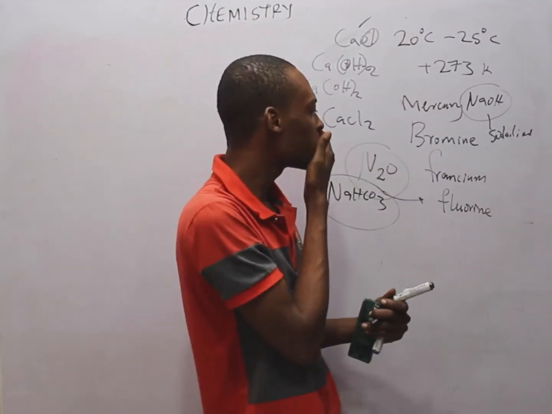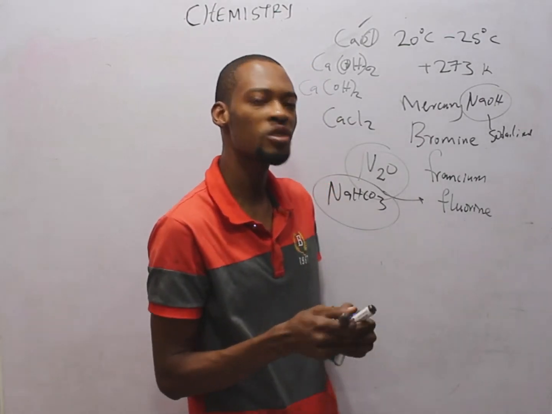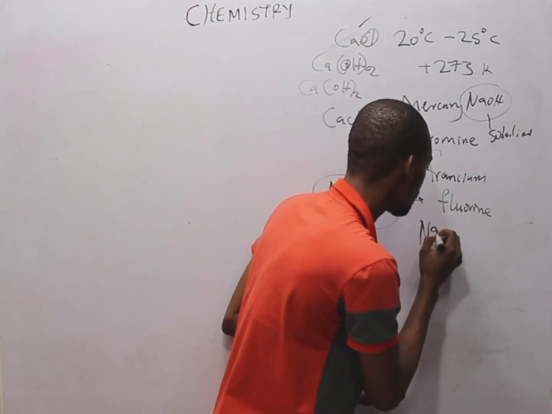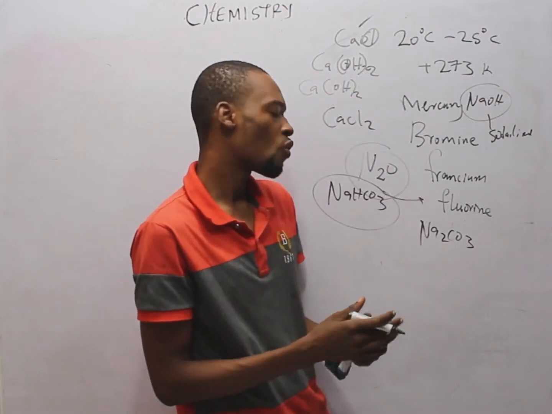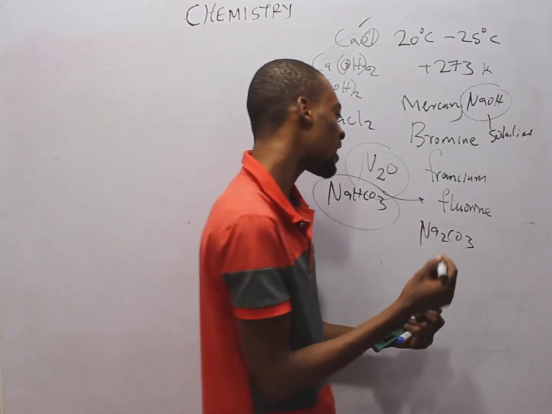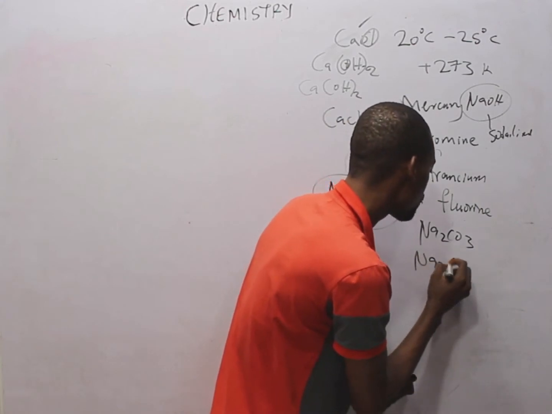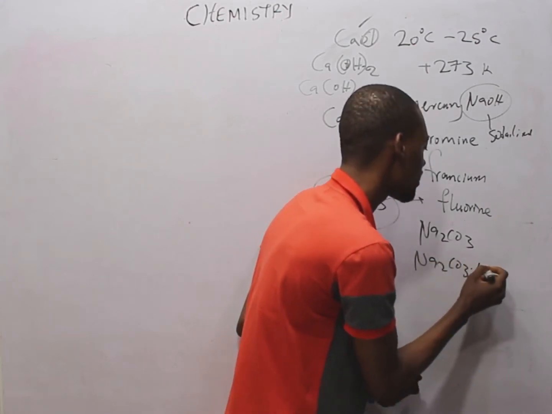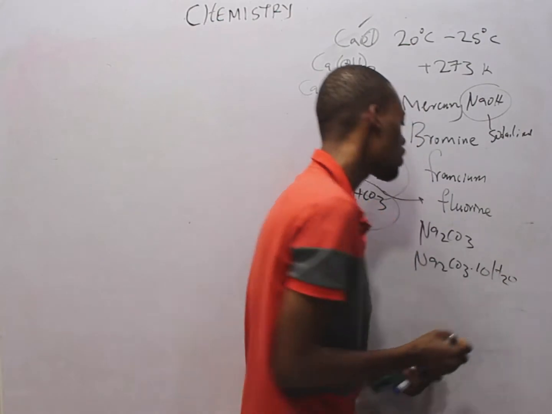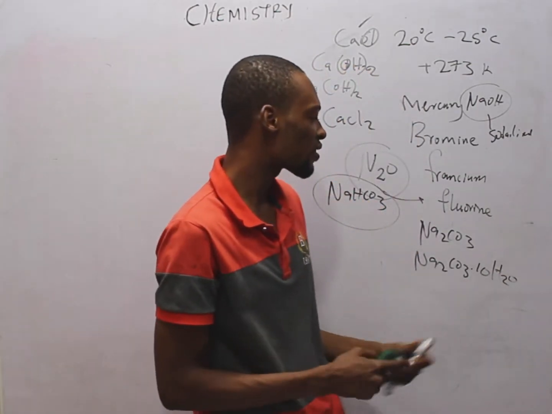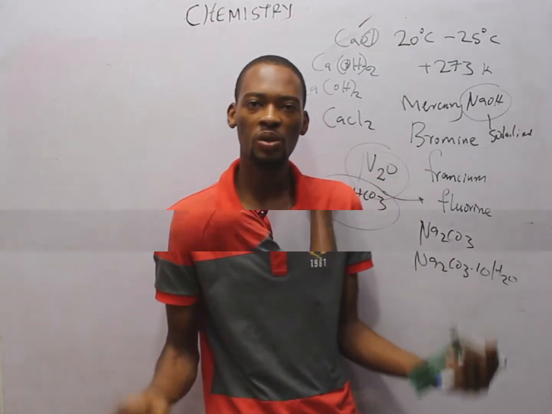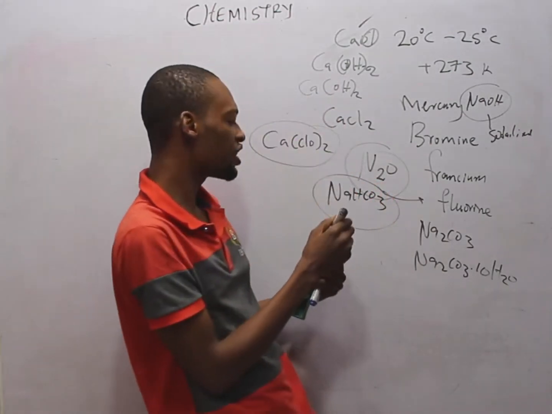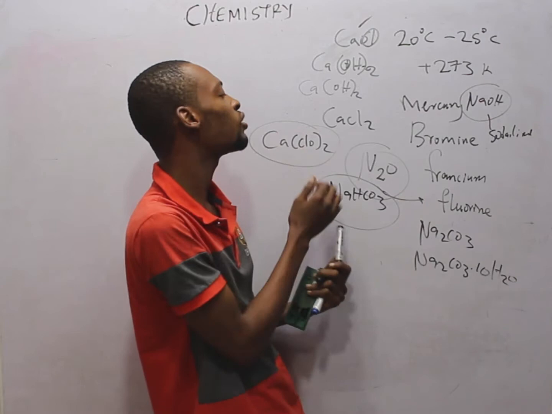Look at this, the difference between soda ash and washing soda. Soda ash is Na2CO3. What about washing soda? Washing soda is Na2CO3.10H2O. So with water of crystallization, soda ash becomes washing soda. This is bleaching powder, Ca(ClO)2.